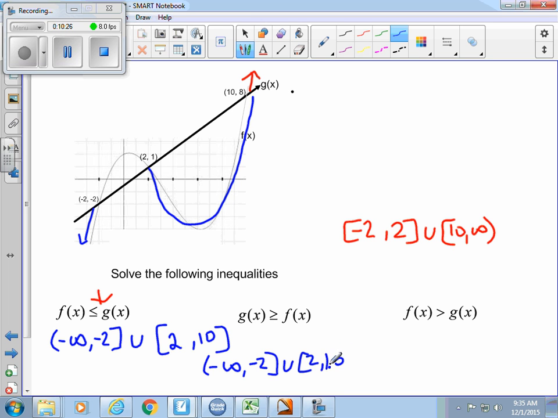Okay, now let's talk about the third one. Does everyone understand why that's the same question? When is g of x greater? See how the alligator's eating g both times? So it's the same question written backwards.